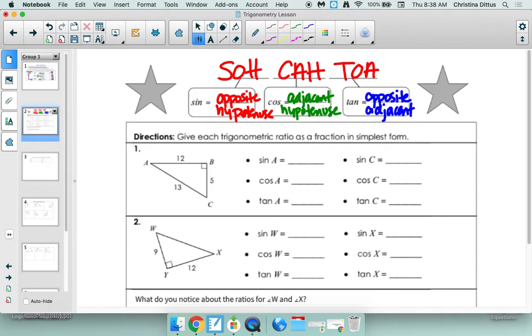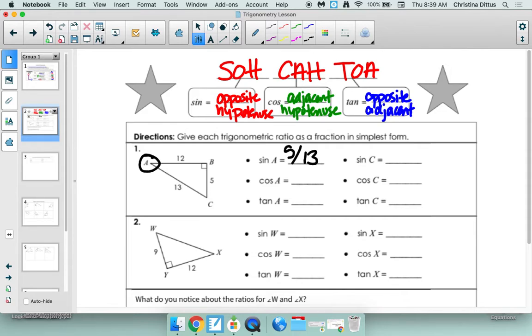Alright, so now we got numbers. I want to find the sine of A. Here's my angle A. Sine stands for opposite over hypotenuse. What number is opposite A? 5. What's my hypotenuse? 13. You always want to make sure that you are talking in simplest terms. So can I reduce 5 over 13? No. So sine is 5 over 13, opposite over hypotenuse.